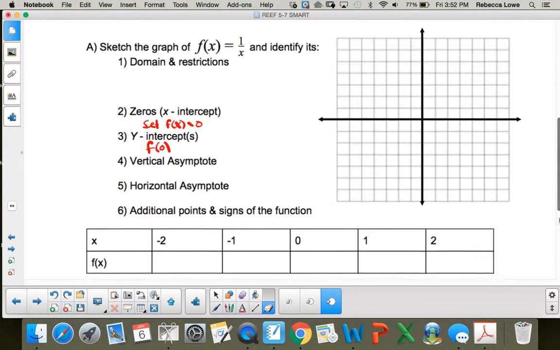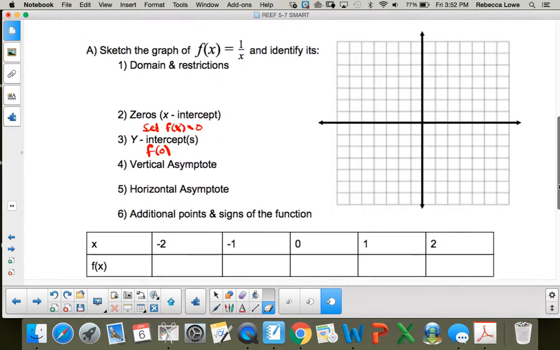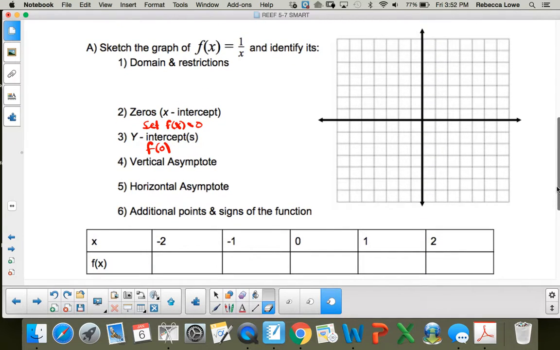So now what we're going to do is we're going to actually sketch the function, but we're going to use Desmos to help us. So this is the most basic rational function, and all other functions transform from this, 1 over x. So let's identify the restrictions first. Well, the denominator cannot be 0, so x cannot be 0.